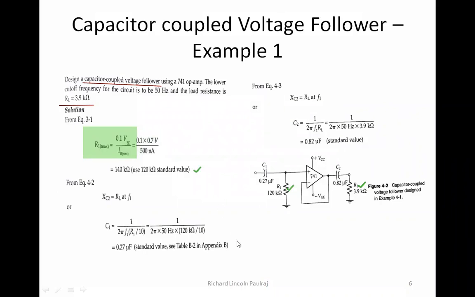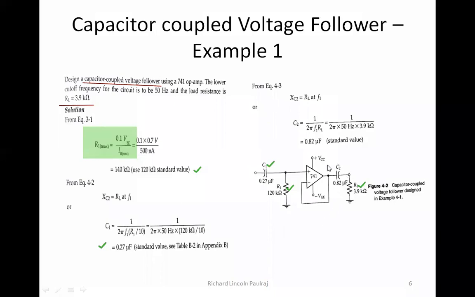Are we getting about 0.27? Just take an inverse. First, what you do: 120K divided by 10, then into 50 into 2 pi, and then you take the inverse of the answer, right? So you'll be getting this 0.27 microfarad. So this is also fine. So we just fill in the value here.